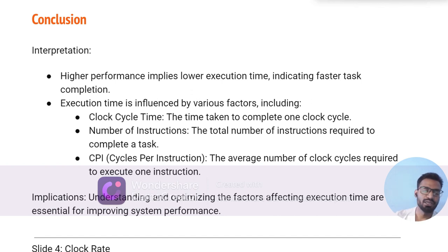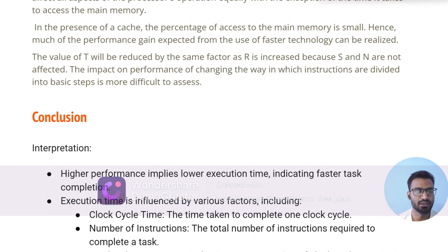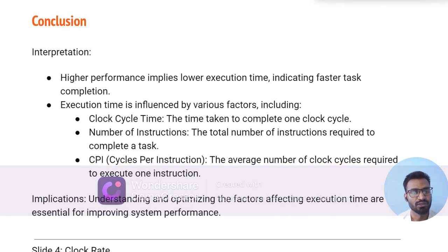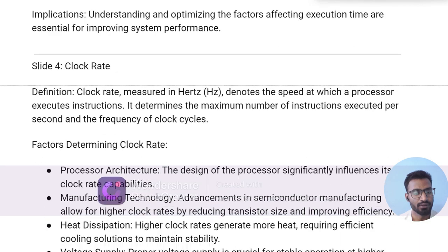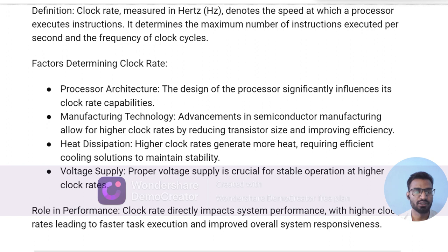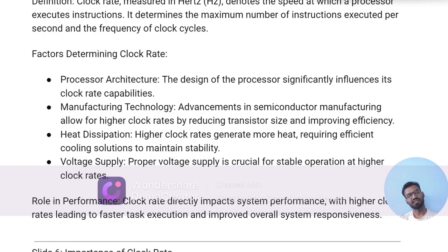Now the conclusion. It is mainly all the things we have studied, compiled here point-wise in shorter form for revision. Higher performance implies lower execution time, indicating faster task completion. Execution time is influenced by various factors, including clock cycle time, the time taken to complete one clock cycle. Clock rate we have already discussed. The factors determining clock rate are the processor architecture, manufacturing technology, heat dissipation, and voltage supply.